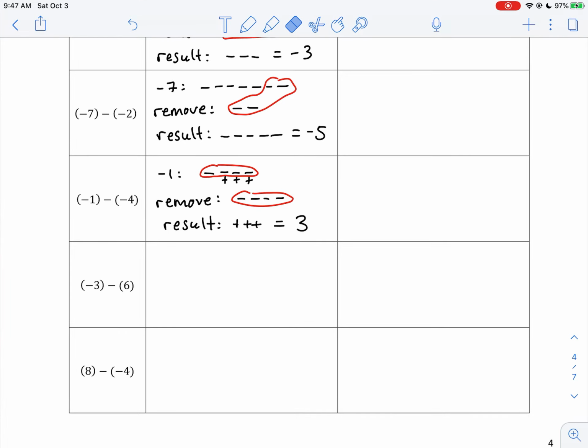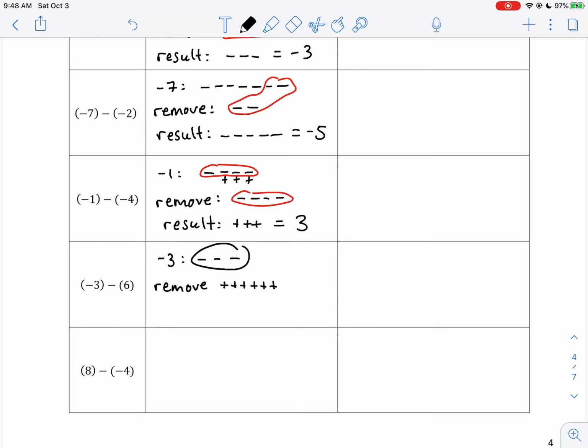Okay, maybe we'll do this without the virtual manipulative. I'll do it up here, just a representation of it. -3, so 3 minus signs. I want to remove +6. Remove +6 is what we're trying to take away from -3. Well, currently my representation for -3 has 0 positive signs involved, right? There's just 3 minus signs. And I'm trying to remove positives from negatives.